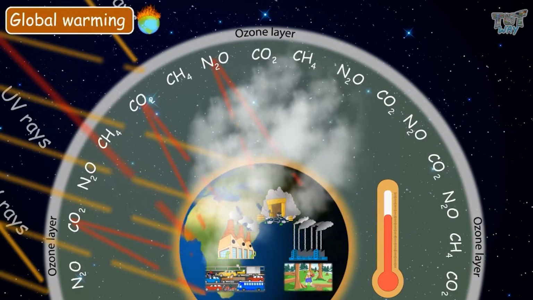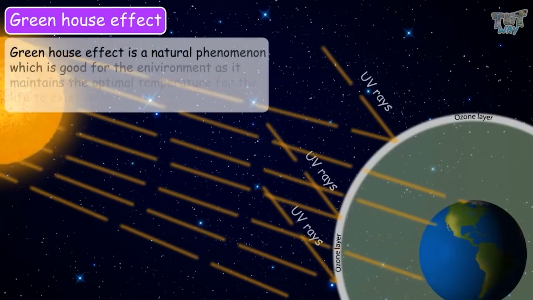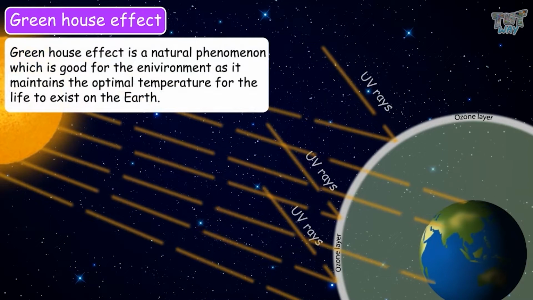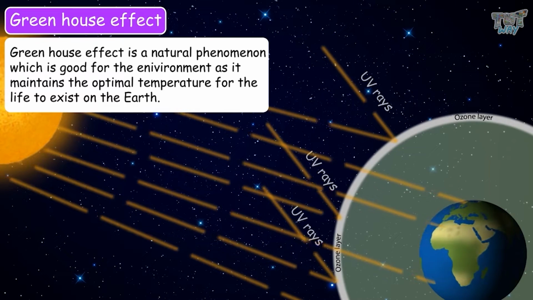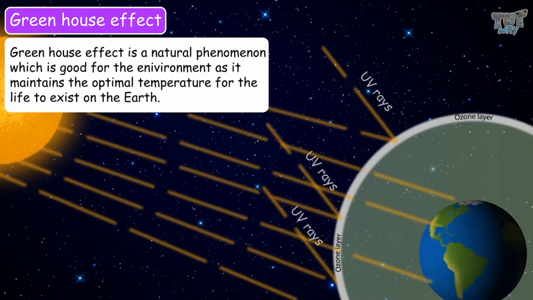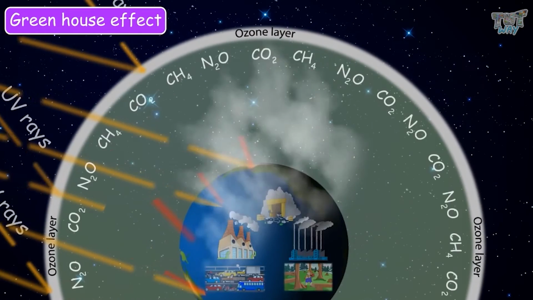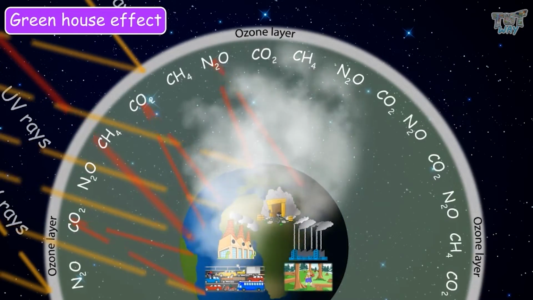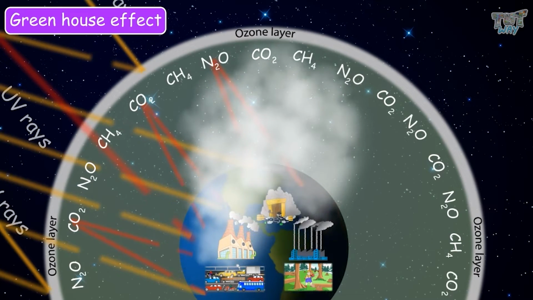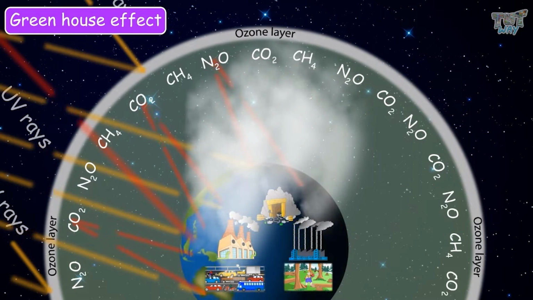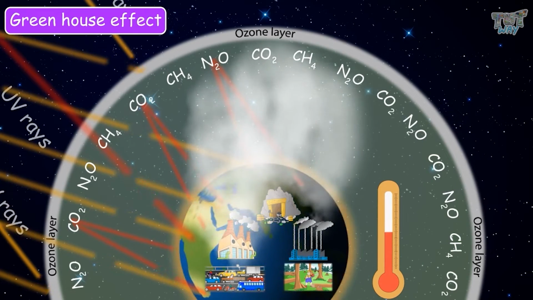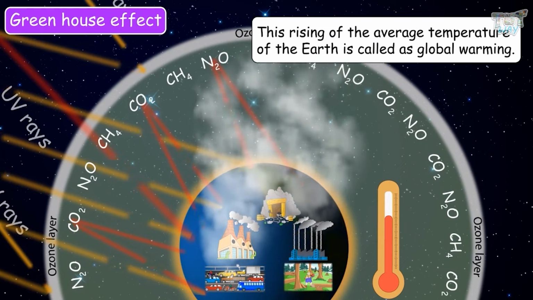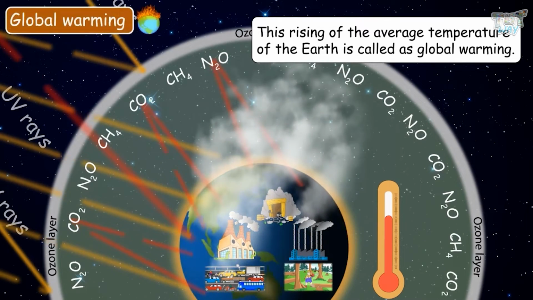I repeat, the greenhouse effect is a natural phenomenon, which is good for the Earth's atmosphere, as it maintains the optimal temperature for life to exist on Earth. But when human activities release an excess amount of greenhouse gases into the environment, the atmosphere absorbs more heat than the required amount, and it raises the average temperature of the Earth. And this raising of the average temperature of the Earth is called global warming.